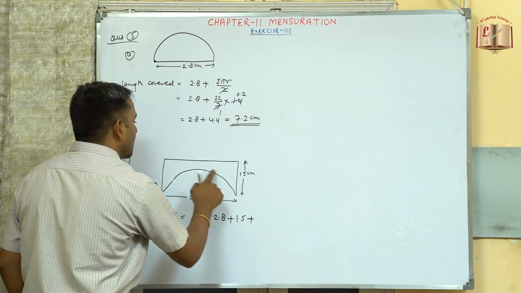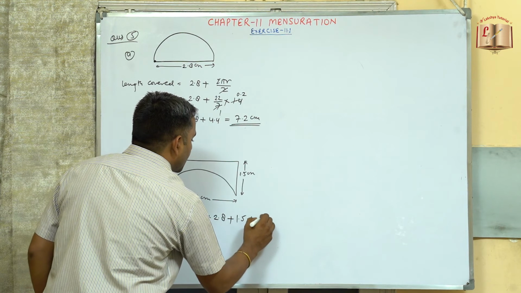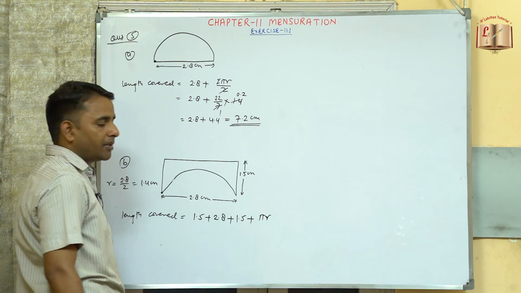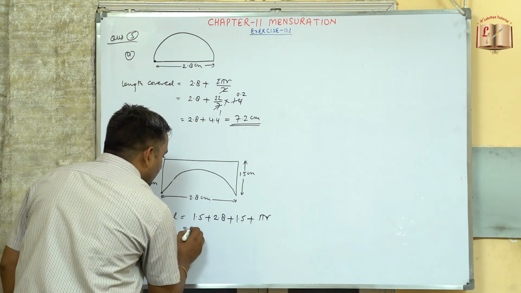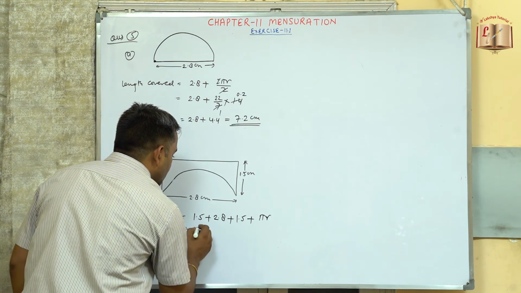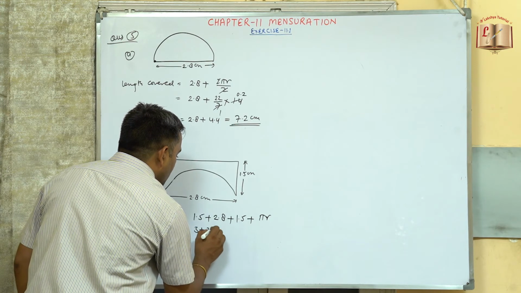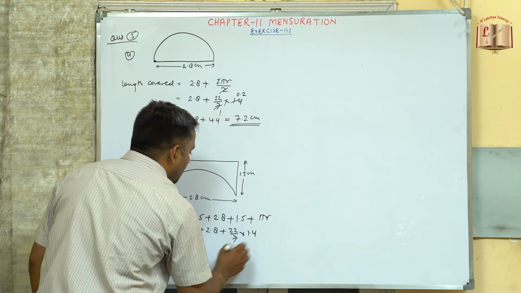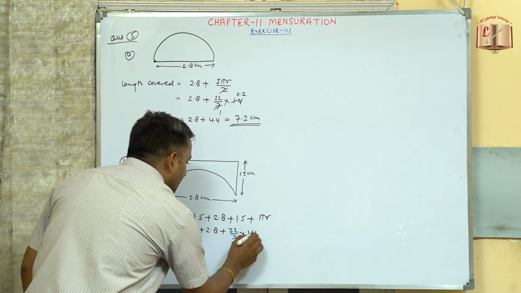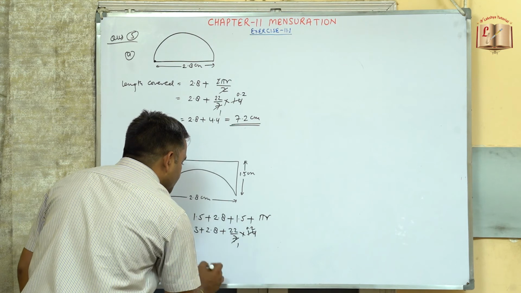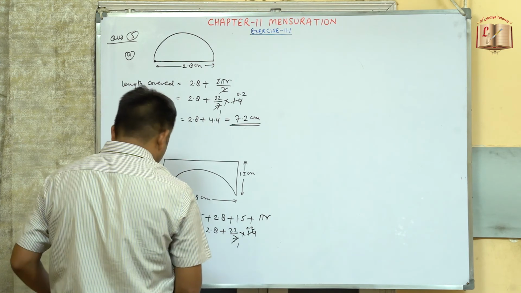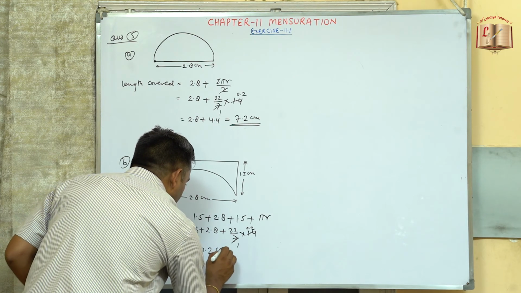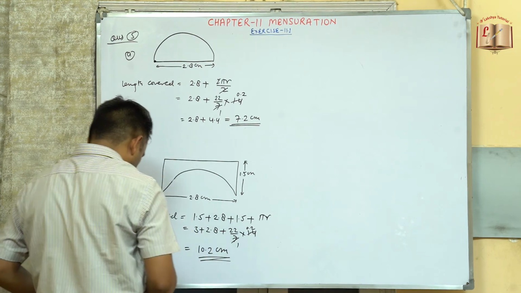this semi perimeter. This will be pi r only, because 2 pi r by 2 is pi r. Now we can find it out. This will be 3 plus 2.8 plus 22 by 7 into 1.4, which is 4.4. So on solving this, we get 10.2 centimeters.